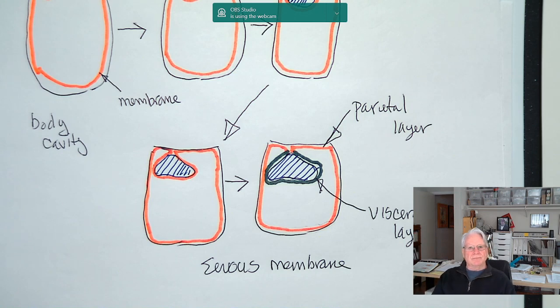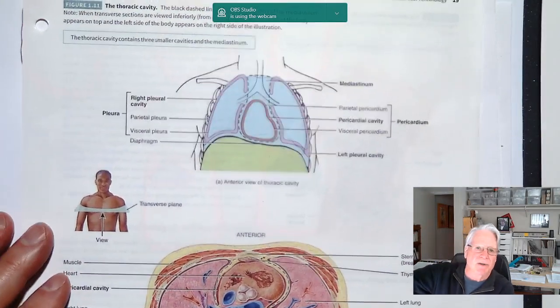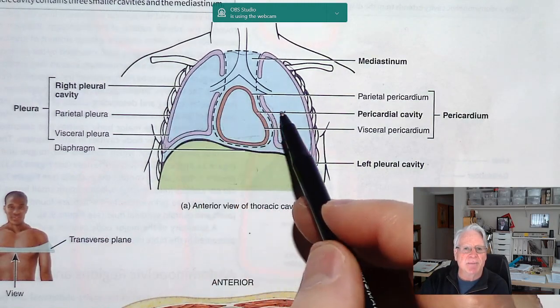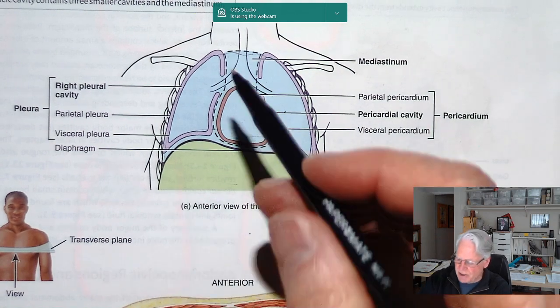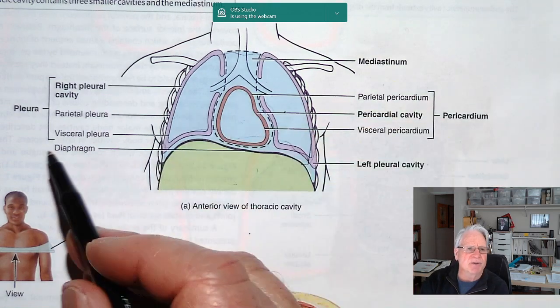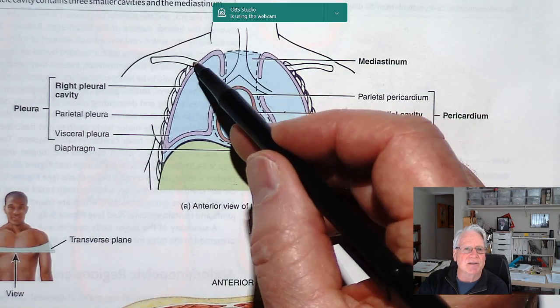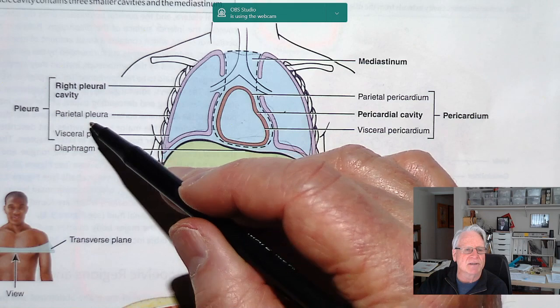So let's come back and look at that drawing of the thoracic cavity. And let's identify some of these membranes, okay? So this process we've just drawn out has happened to the lungs and it happened to the heart. So we have a layer sitting on the lungs. That's this layer right here. And that's going to be called the visceral layer. We have the outer layer that surrounds the space that the lungs sit in, and that's the parietal layer.